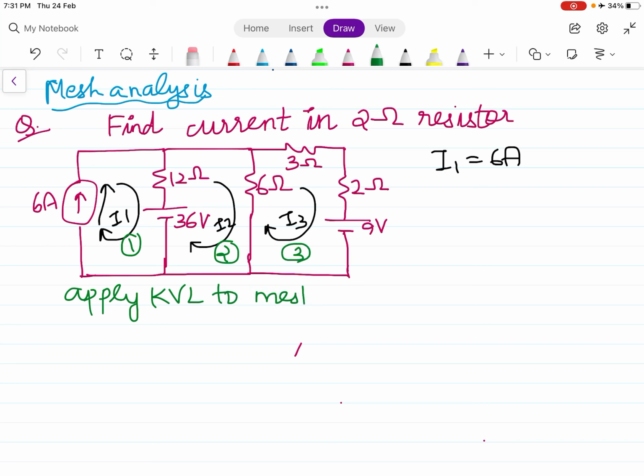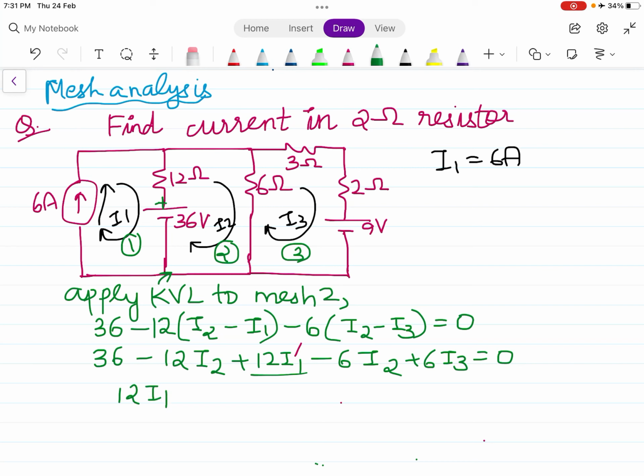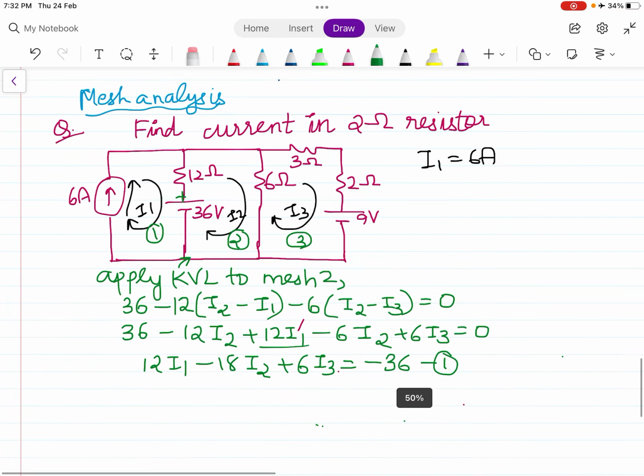to mesh 2. When I apply KVL to mesh 2, starting from this point, negative to positive, plus 36 minus 12 (I2 minus I1) because I am applying it to I2, minus 6 (I2 minus I3) equal to 0. So 36 minus 12 I2 plus 12 I1 minus 6 I2 plus 6 I3 equal to 0. So this is 12 I1 minus 18 I2 plus 6 I3 equal to minus 36, equation number 1.